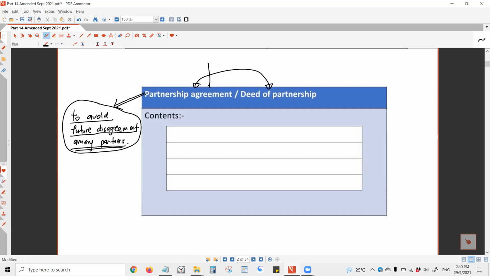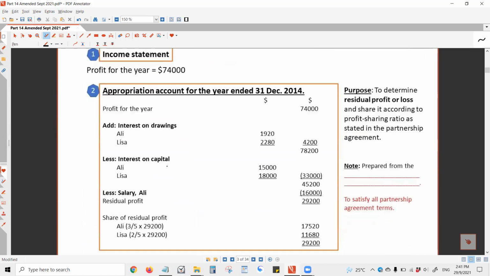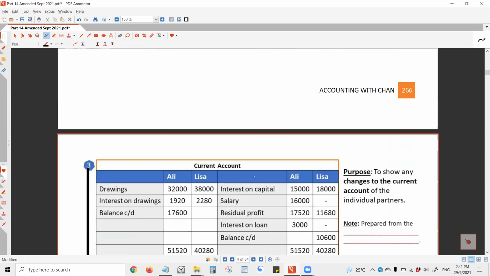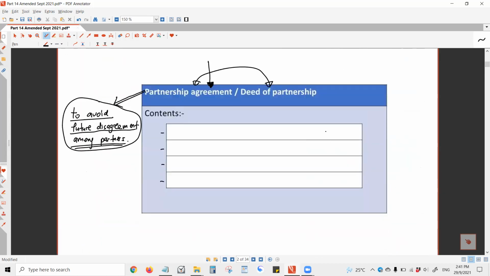In this agreement, you are going to state everything that all of the partners agree together, and you only have to remember 4 main contents that are in the agreement. This can help you in answering the theory question. And these 4 things are also going to help you in answering the questions involving numbers, the appropriation account, followed by the current account. It helps a lot. So in the first place, you must remember the 4 main contents.